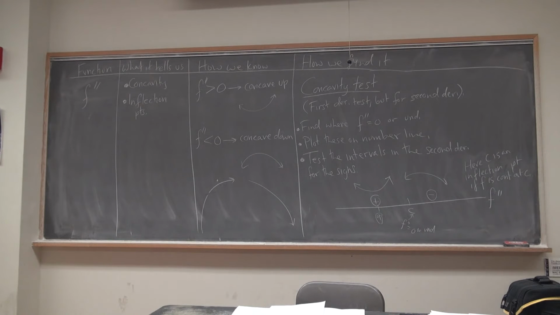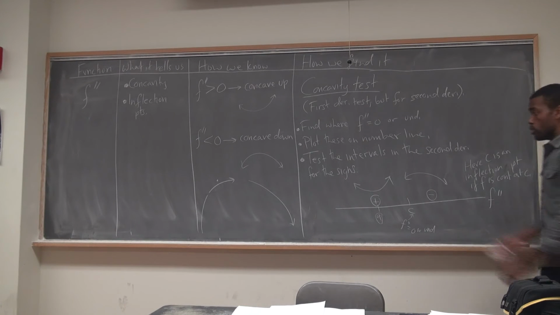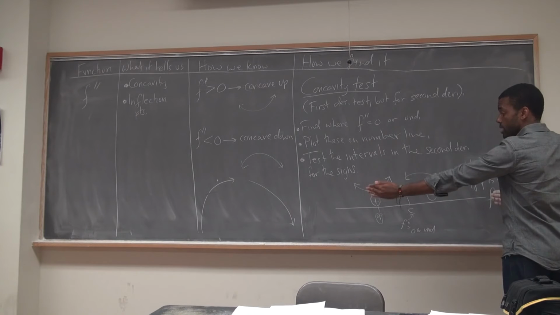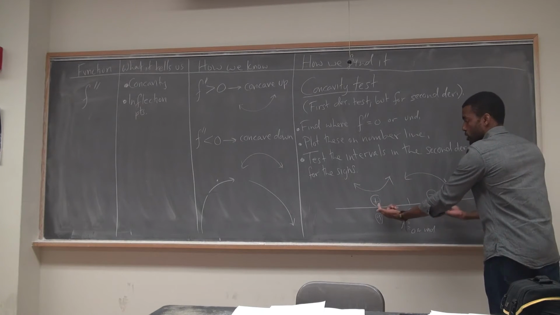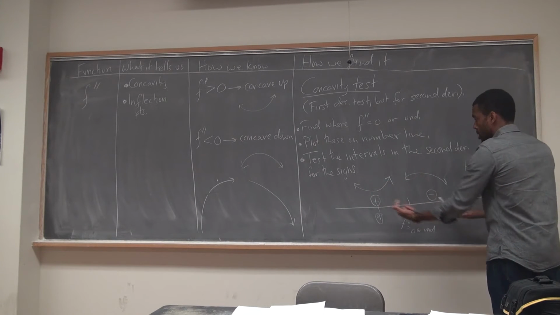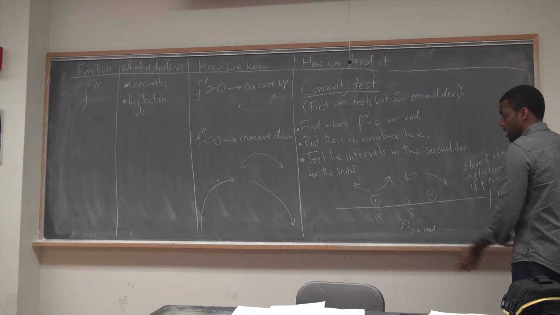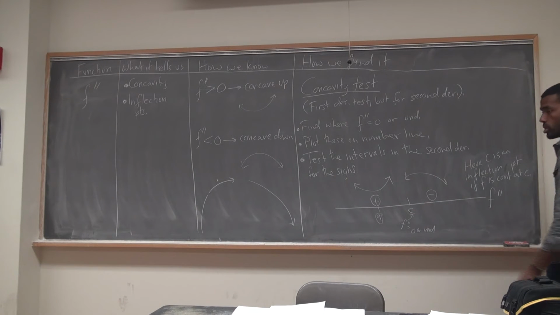So if a question asks us to find the inflection point, you do the concavity test, and then you identify all the points where you switch from concave up to concave down, or concave down to concave up. And as long as your function is continuous there, that's going to be an inflection point.